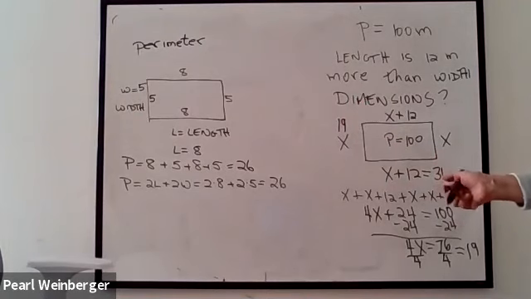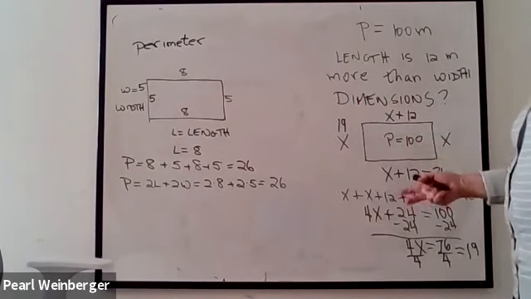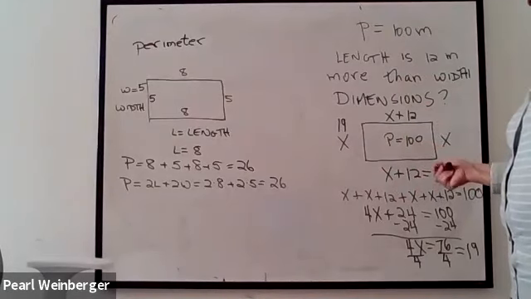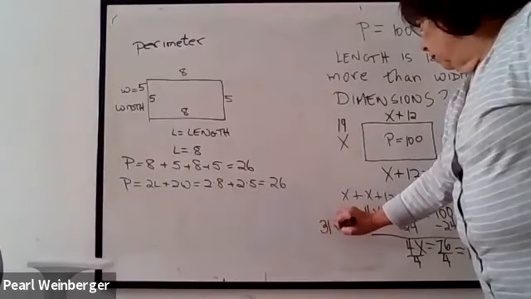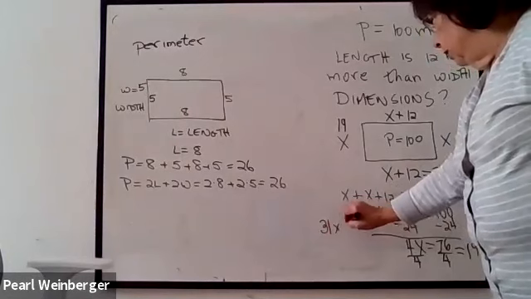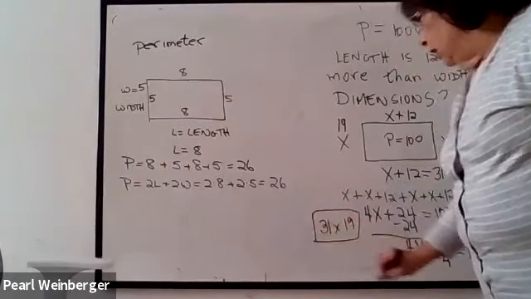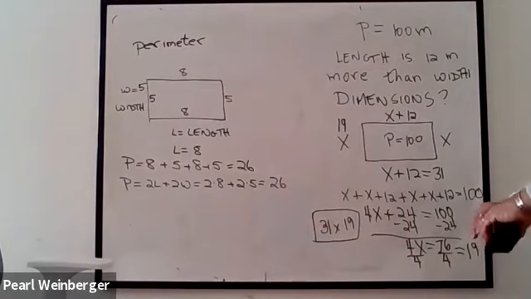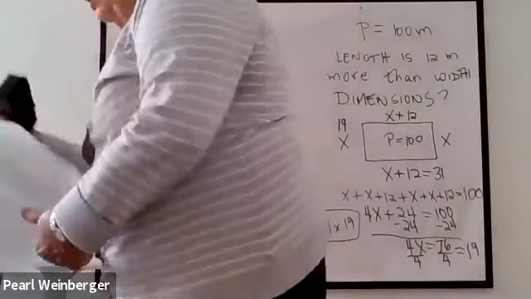So what are the dimensions of this pool? The dimensions are, you could say the length is 31 and the width is 19, or you could just say it's 31 by 19. Sometimes written this way, 31 by, with an x in between, 19. Sometimes that's how the dimensions are given. It's 31 meters long and 19 meters wide. So that's how we solve any question that has a perimeter in it.